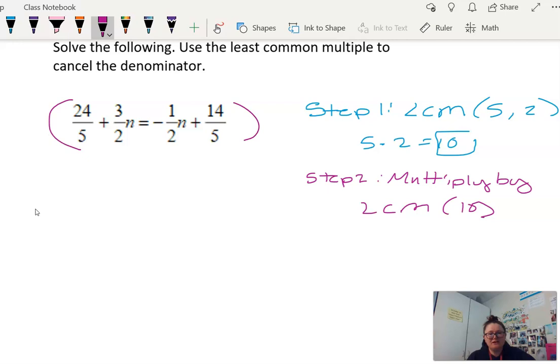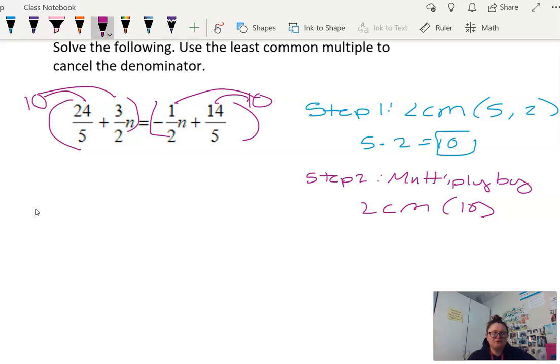So I'm going to make two sets of parentheses here. We're going to multiply by 10 on both sides of the equation because it is an equation. If we do it to one side, we have to do it to the other. So that means we're going to distribute the 10 to all of the numbers in the equation. So first we're going to do 10 times 24 fifths.